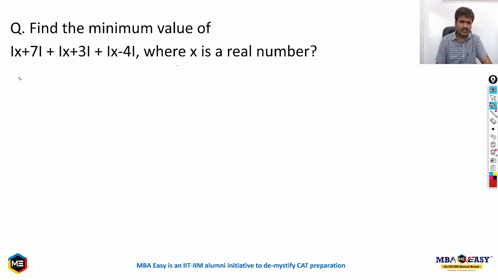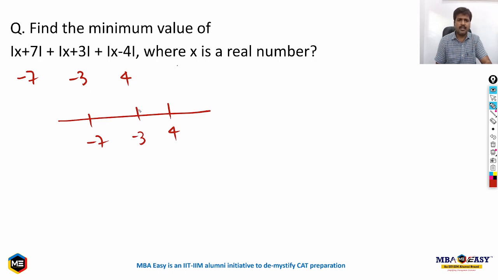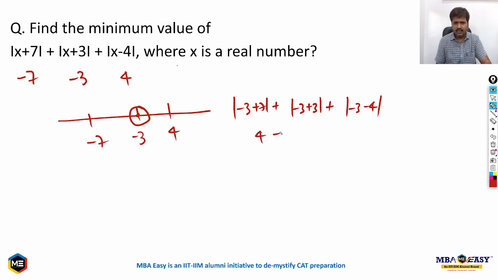See, this corresponds to distance of x from -7. This corresponds to distance of x from -3. This corresponds to distance of x from 4. You plot these three numbers, -7, 4, -3. Minimum will always be at a central point. So minimum कहाँ पे आएगा? -3 पे आएगा. So you can straight away say minimum will be -3 plus 7, -3 plus 3. x का वैल्यू -3 डाल दीजिए, -4. So this will give you 4, this will give you 0, this will give you 7. 7 plus 4, 11 is the minimum, and that occurs at x is equal to -3.